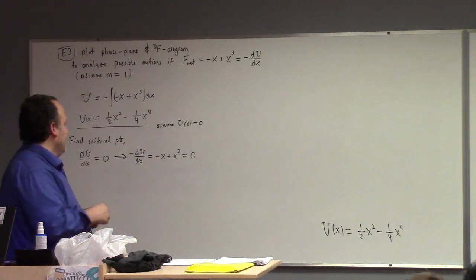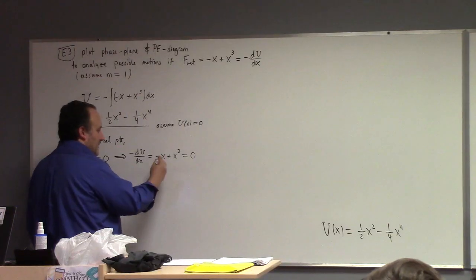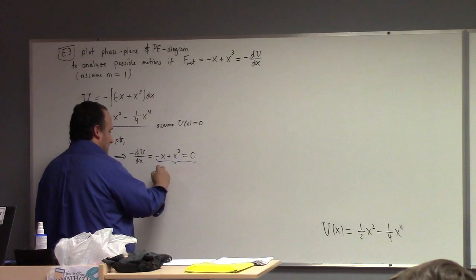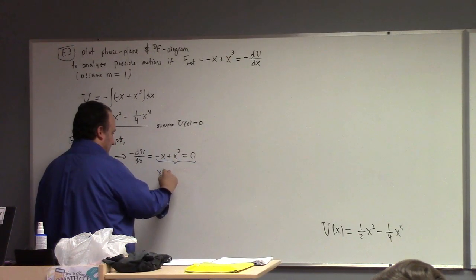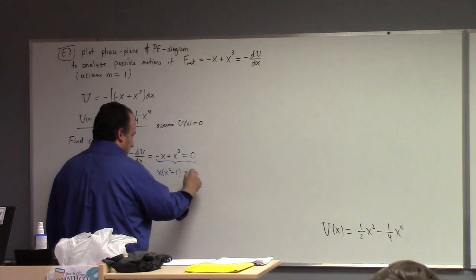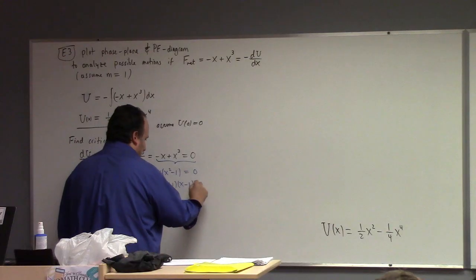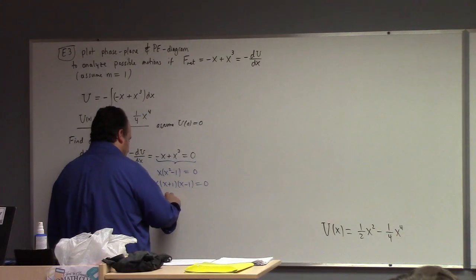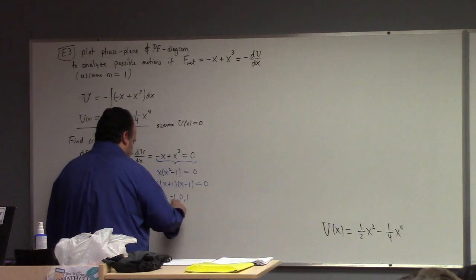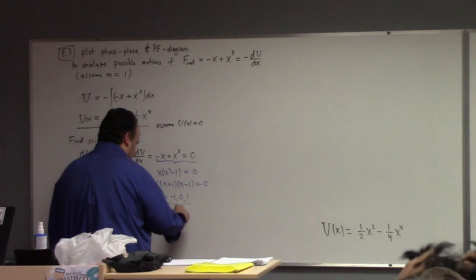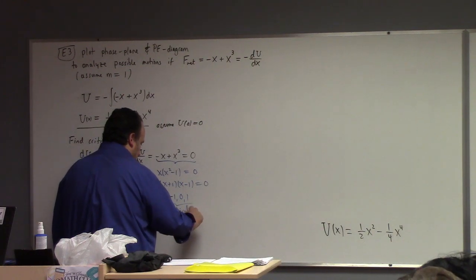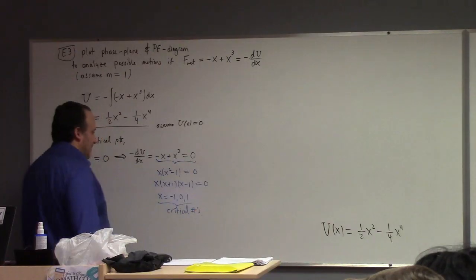All right, so look, this we can solve. That's x times x squared minus 1 equal to 0, also known as x times x plus 1 times x minus 1 equals 0. Apparently x equals minus 1, 0, and 1. These are my criticals. Critical numbers, right?